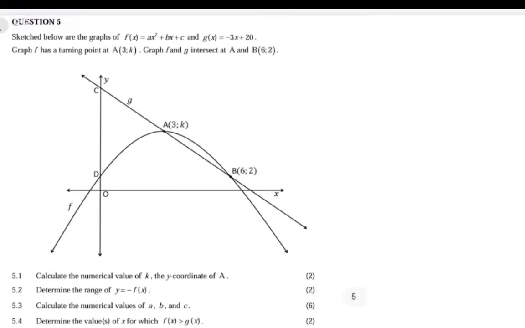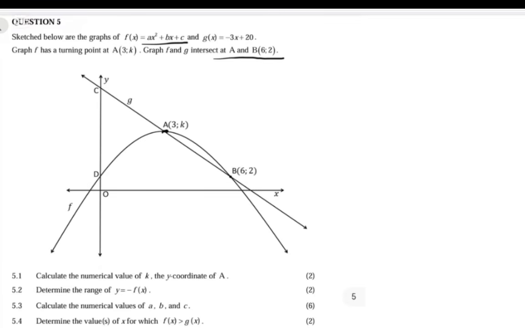So now we're moving to question 5. So they say the sketch below is a graph of f of x, which is the parabola, and then g of x, which is the straight line. And then they say graph of f has a turning point at A. So this is the turning point of the parabola. And then graph of f and g intersect at A and B. We can see that A and B are the points of intersection.